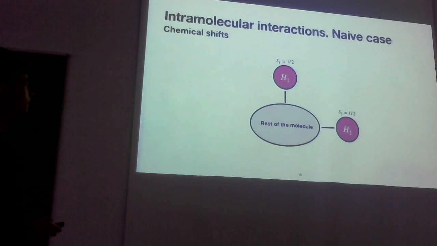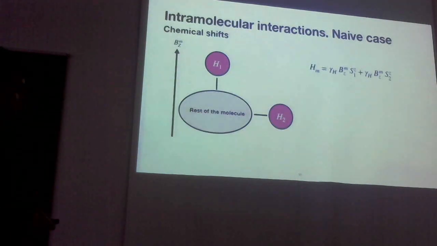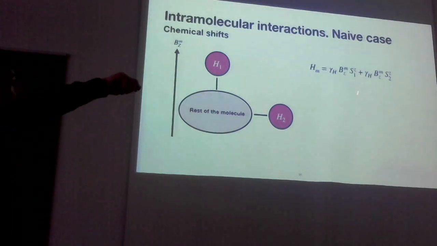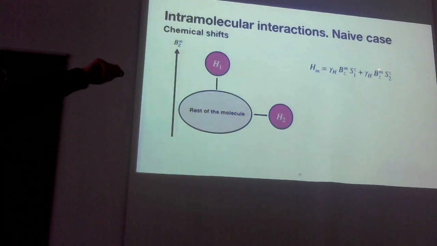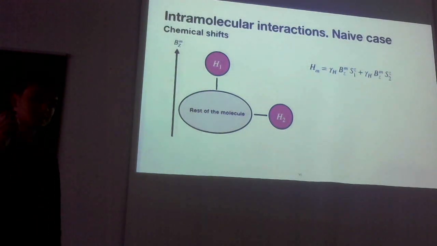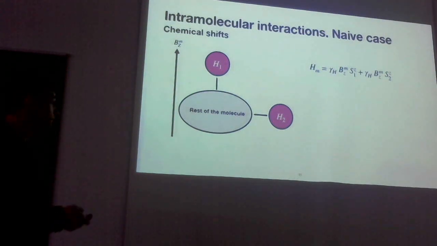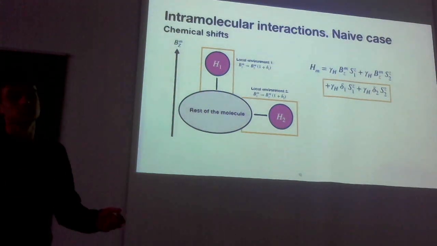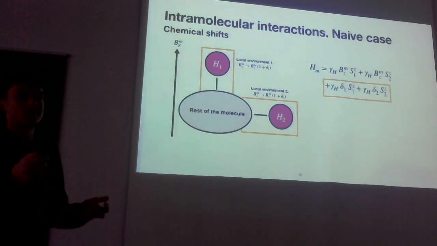All right, so now what we first have to do is apply a magnetic field along the Z direction. So the Hamiltonian of my molecule for the moment will be the Zeeman interaction of both hydrogens. This is for hydrogen 1 and this is for hydrogen 2. Notice how both terms are equal.